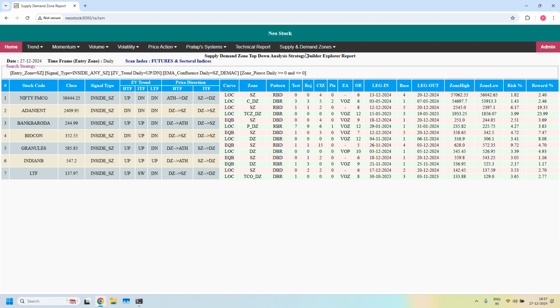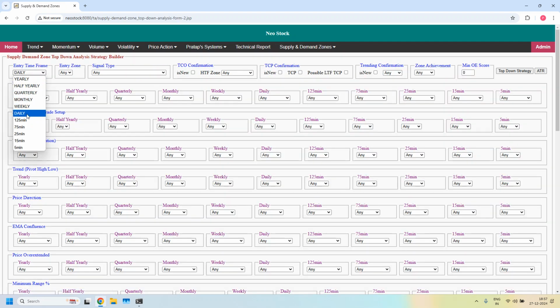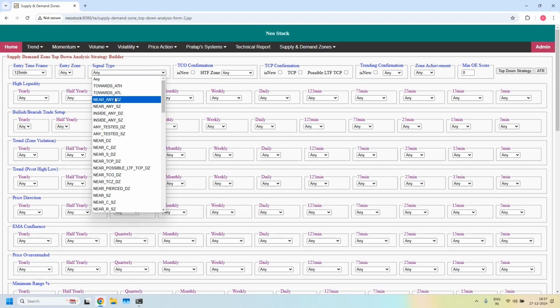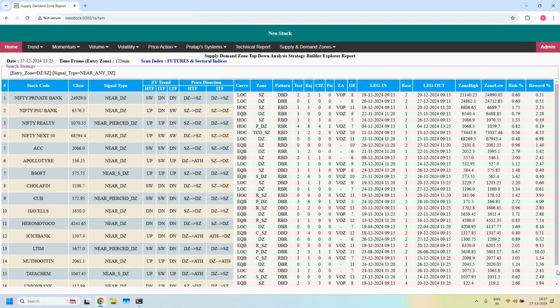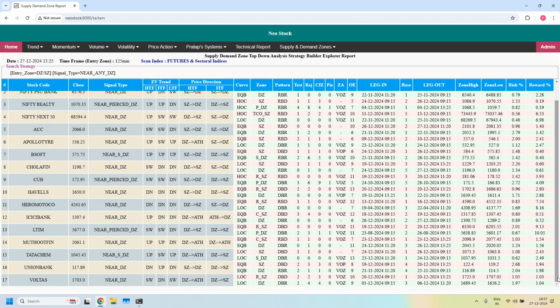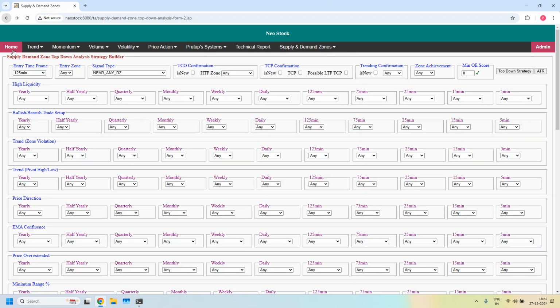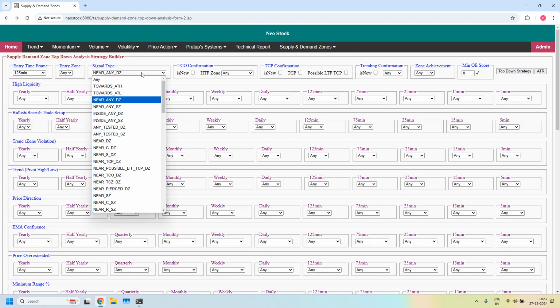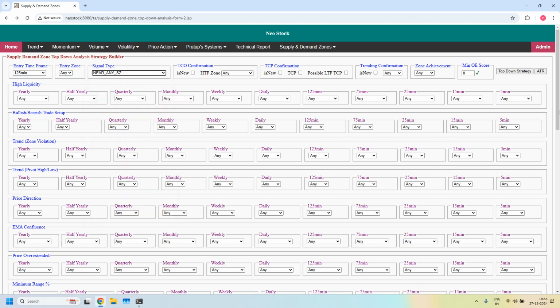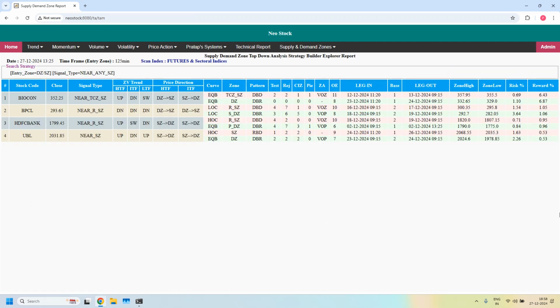Next time frame is 125 minutes. Stocks near 125 minutes demand zone. First 15 stocks in the list. I am scrolling the list down. So total 17 stocks are filtered. Next, 125 minutes time frame. Stocks near 125 minutes supply zone. 4 stocks are filtered.